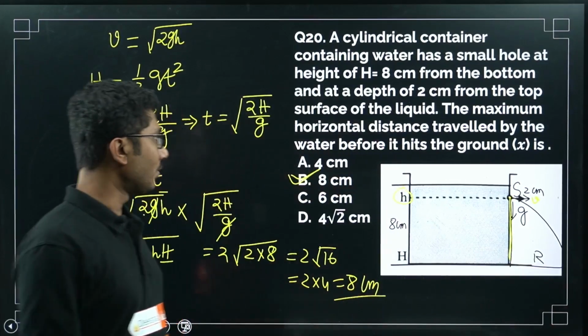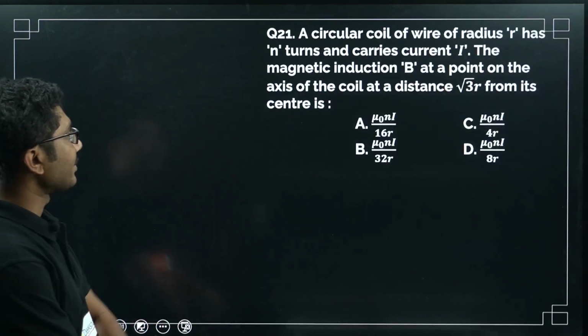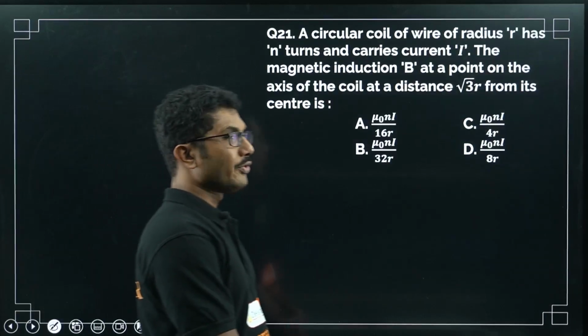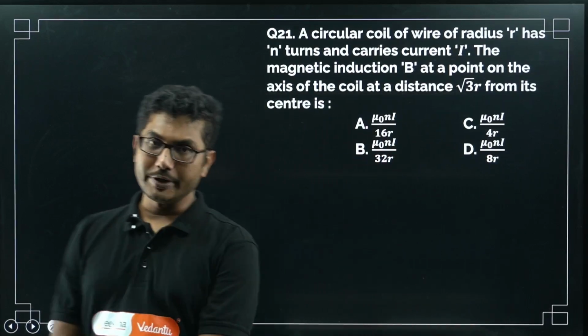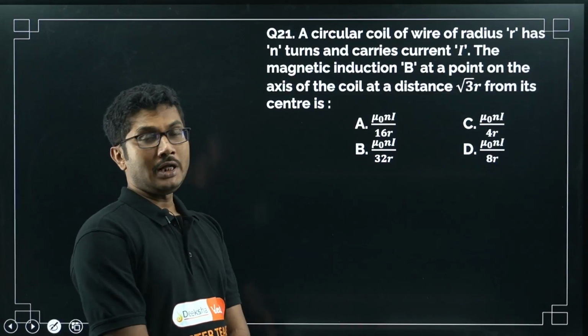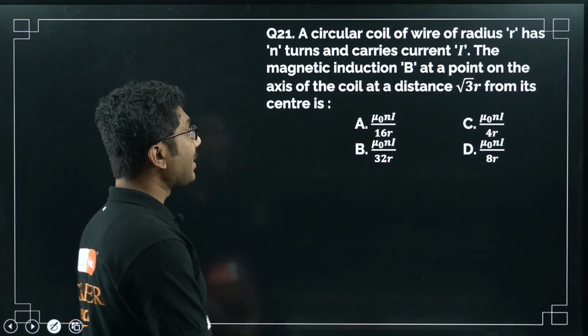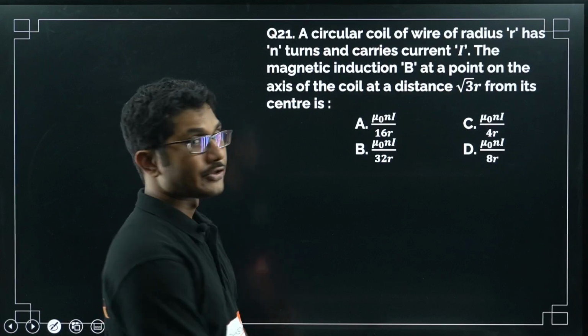Okay, now let's look into the next question. From now on we have already completed gravitation, properties of solid, properties of fluids. Now we will be doing moving charges and magnetism part, question number 21 till question number 30.